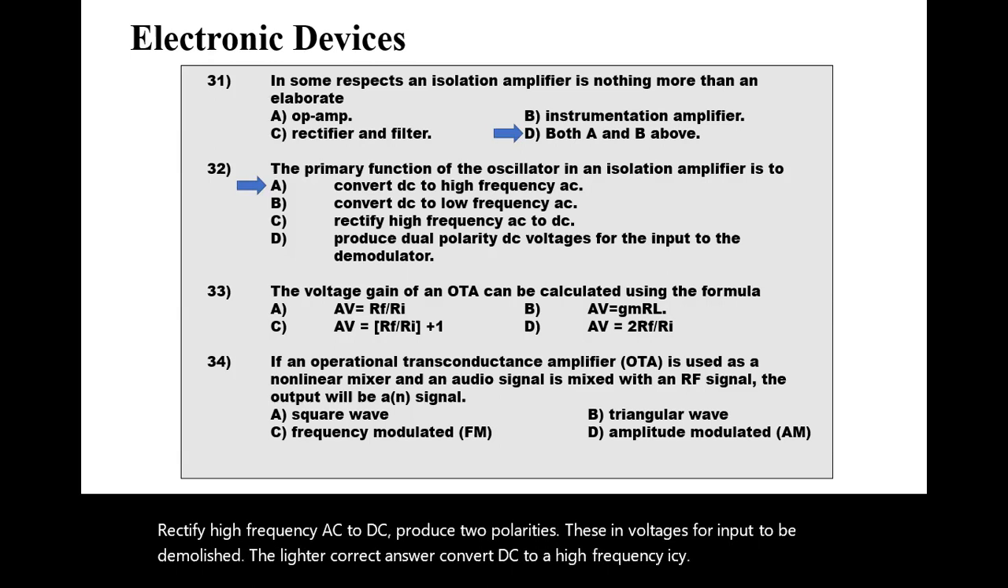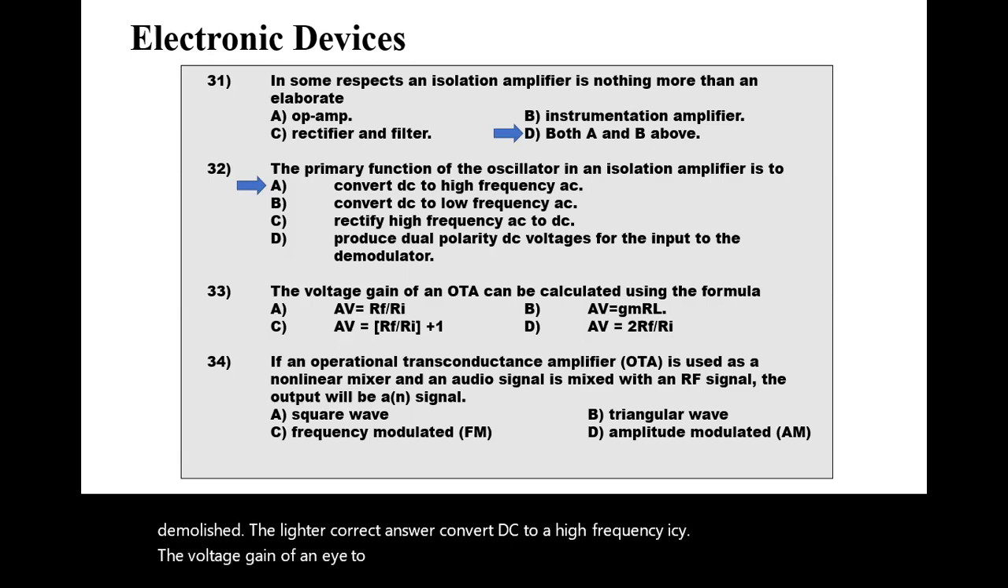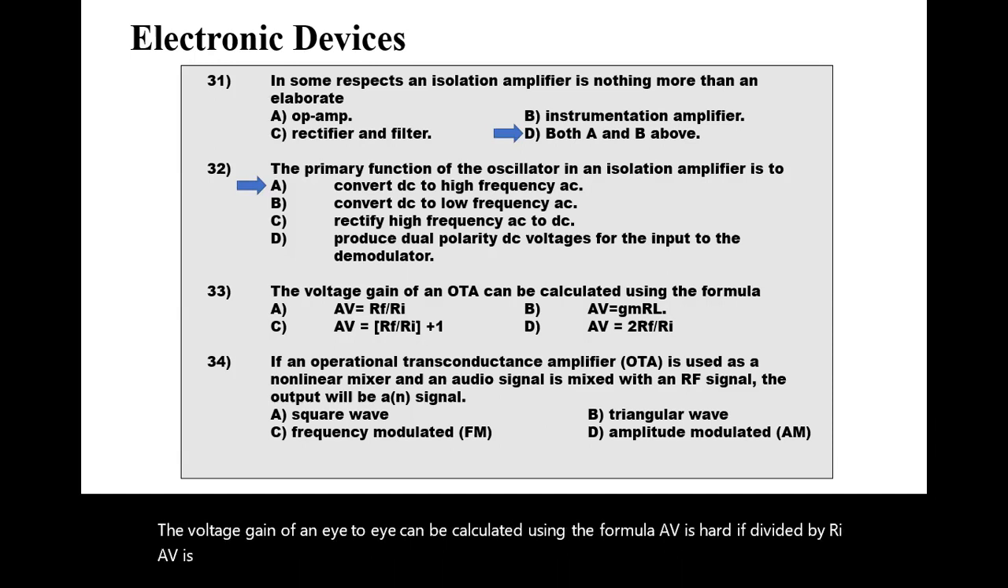The voltage gain of an OTA can be calculated using the formula. AV is RF divided by RI. AV is GM multiplied by RI. AV is RF divided by RI plus 1. AV is 2 RF divided by RI. The correct answer, AV is GM multiplied by RL.